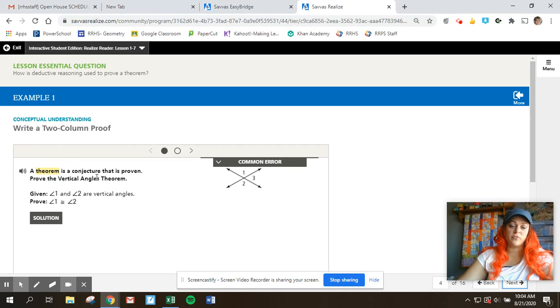So you're going to prove vertical angles. The vertical angle theorem. You cannot use a rule to help you prove that rule. So I'm trying to prove that angles 1 and 2 are congruent.